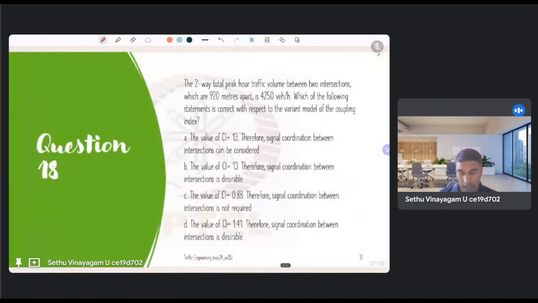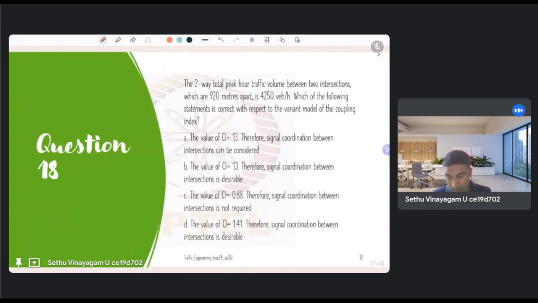Okay, next question number 18. The two-way total peak hour traffic volume between two intersections, which are 920 meters apart, is 4250 vehicles per hour. Which of the following statements is correct with respect to the variant model of the coupling index? Okay, so here CI refers to the coupling index or the variant of the coupling index.